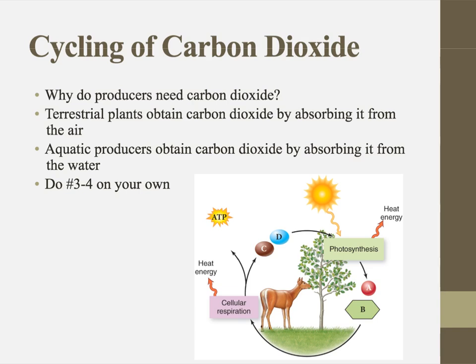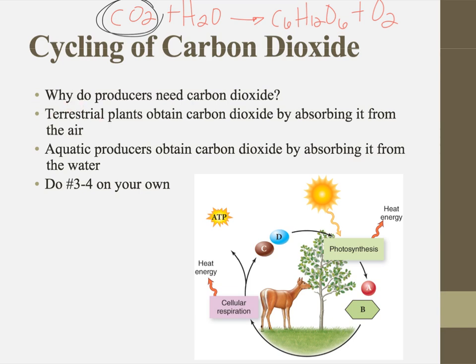Okay, so autotrophs, like plants, need carbon dioxide, okay? Most of them perform photosynthesis, and so that equation looks like this. Okay, so they require carbon dioxide. Producers, okay, are also called autotrophs, okay? So producers, autotrophs, need that carbon dioxide to perform photosynthesis. How are they getting those molecules of carbon dioxide? Well, that depends on where they live.